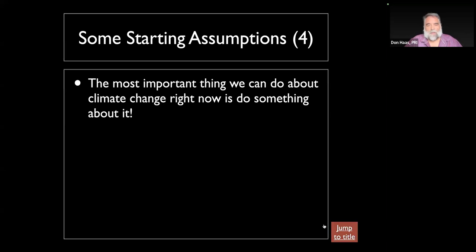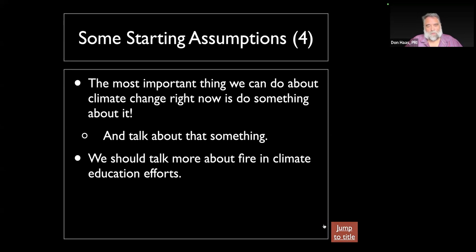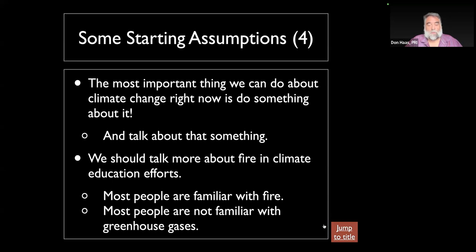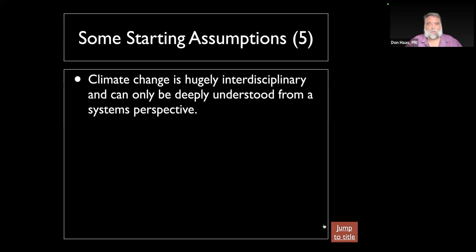I want to emphasize the most important thing that we can do about climate change right now is do something about it and talk about that something. For years, I said the most important thing we can do right now is talk about it. But over time, people are talking about it more. It is still just a minority of people who talk about it on any kind of regular basis, but it is more than it was 5 or 10 years ago. And I think we should talk more about fire in climate education efforts, as fire is at the root of modern climate change. Most people are familiar with fire, but not so much with greenhouse gases.